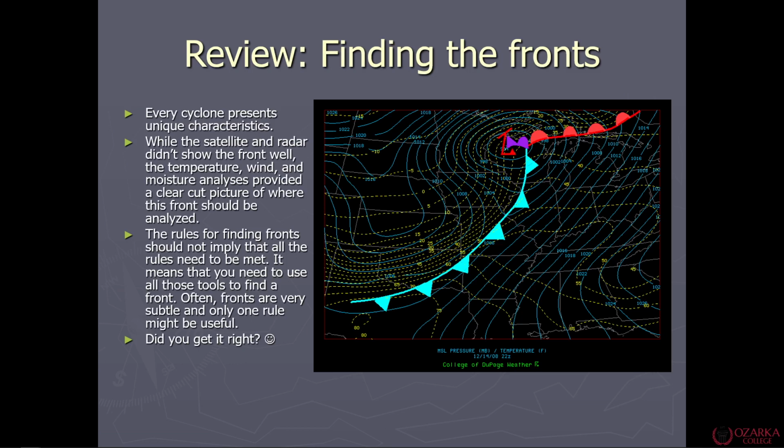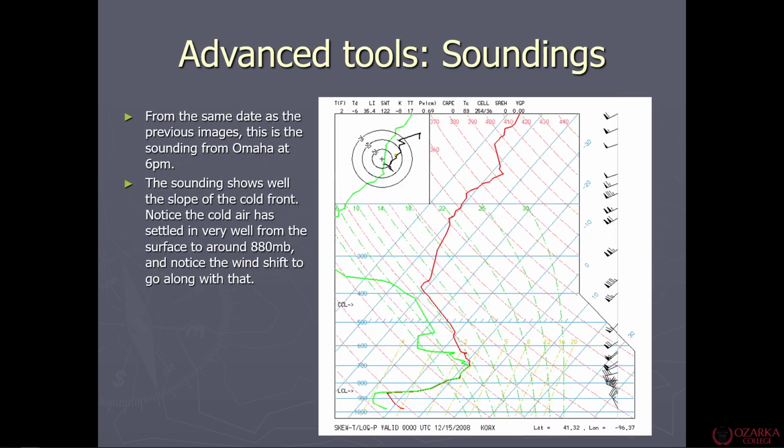So every cyclone presents unique characteristics. While the satellite and radar did not show the front very well, the temperature, wind, and moisture analysis provided a clear-cut picture where the front should be analyzed. The rules for finding fronts should not imply that all rules need to be met. It means that you need to use all of those tools to find the front. Often, fronts are very subtle, and just one rule may not be useful, okay?